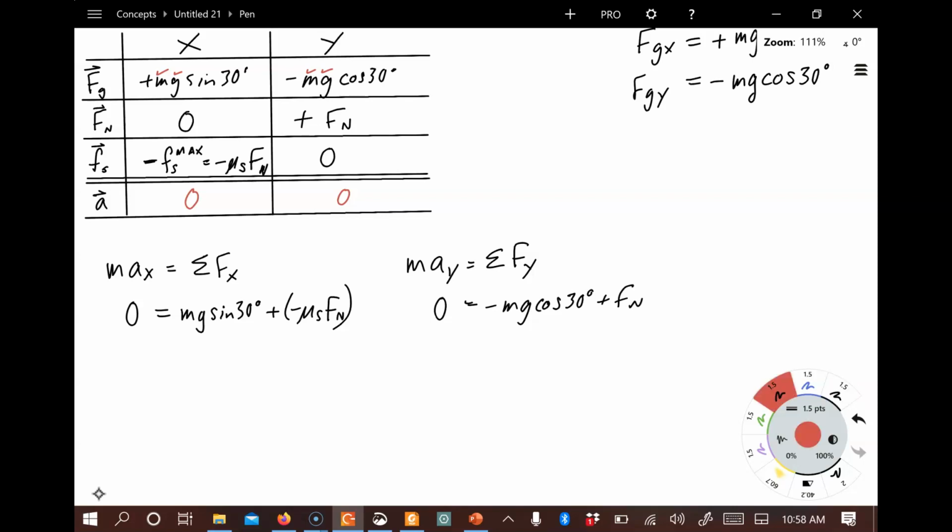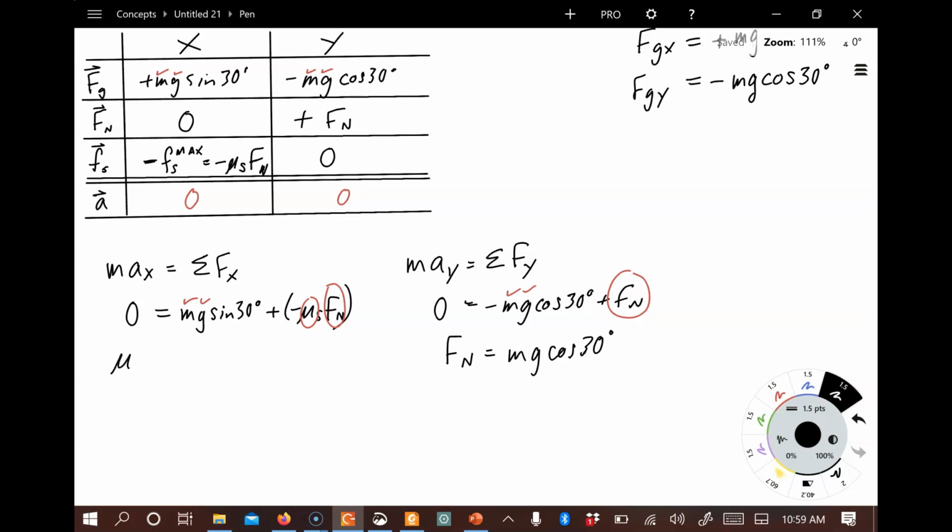Recall what we're trying to solve for. We're trying to solve for mu sub s. We know m, we know g. We don't know Fn either, but we've got two equations, two unknowns, we can solve for it. So let's go ahead and solve for Fn here. We're going to add the mg cosine theta to both sides. There we go, good. And we're going to go ahead and plug that into the other equation, and then we'll be able to solve for mu sub s, right?